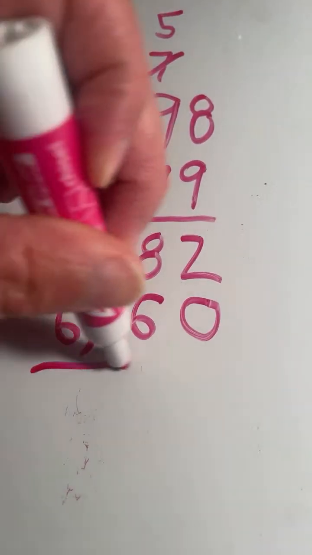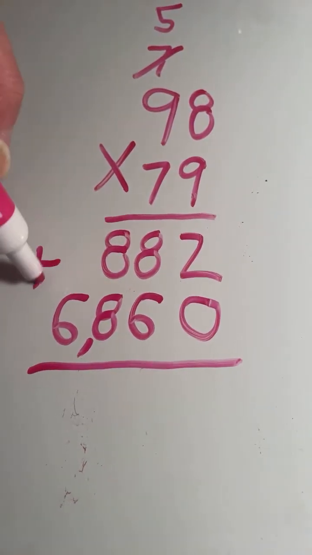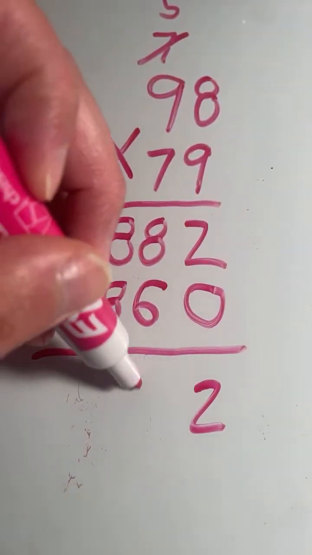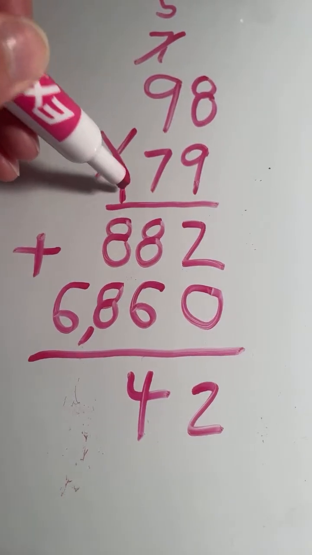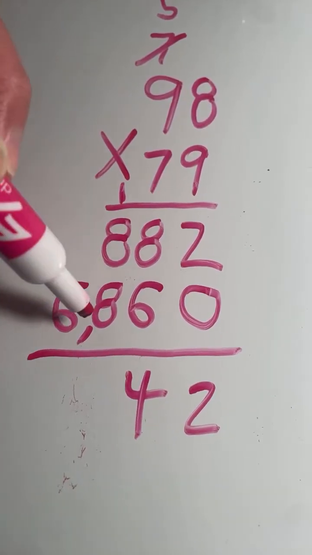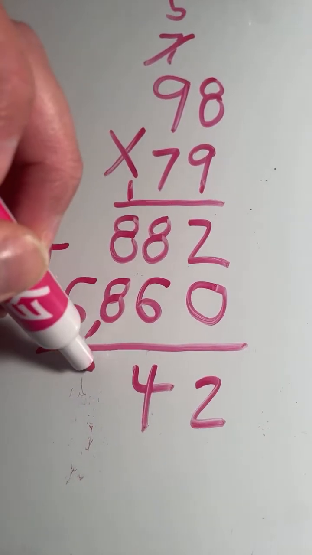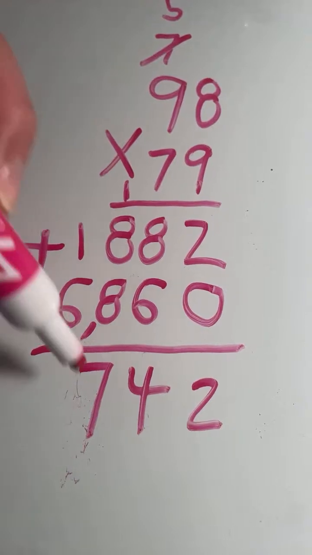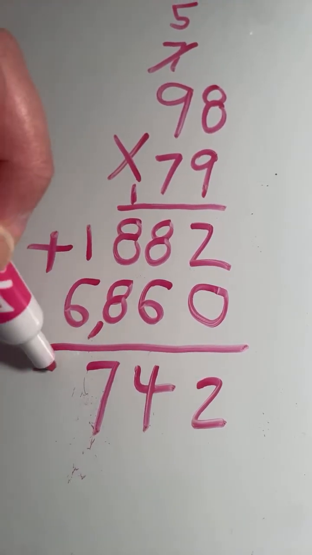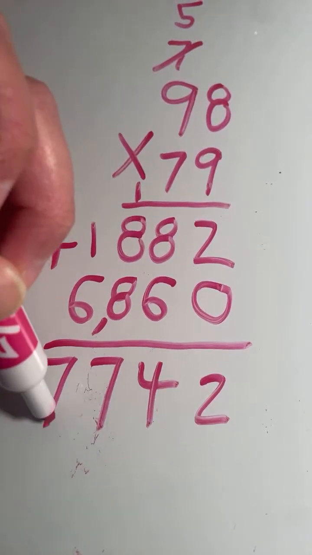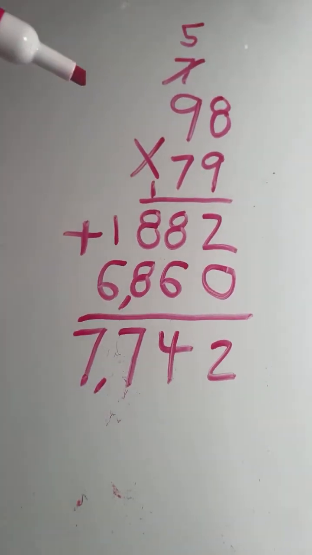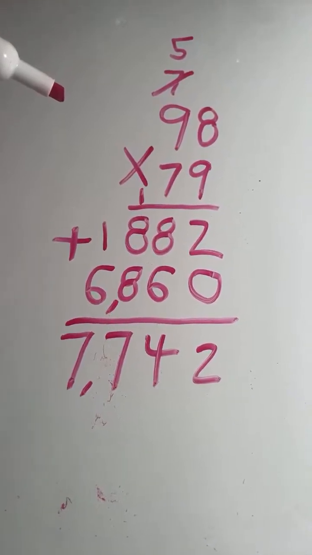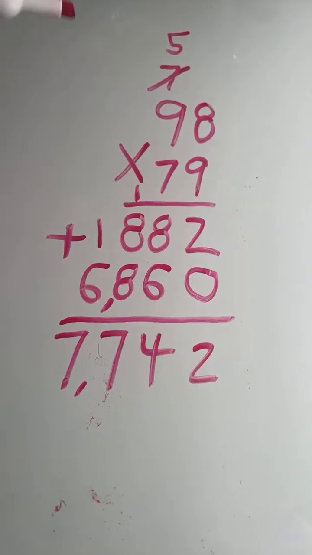Now to find our final answer, we have to add these two numbers together. 2 plus 0 equals 2. 8 plus 6 equals 14. 4, carry the 1. 8 plus 8 equals 16. Plus 1 equals 17. 7, carry the 1. 1 plus 6 equals 7. And we have our final answer. 98 times 79 equals 7,742.